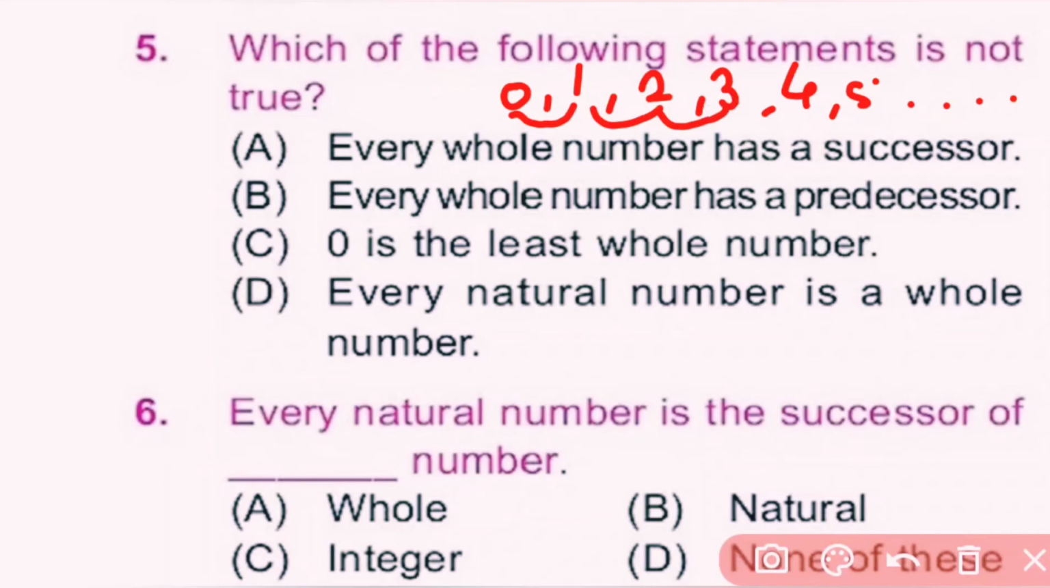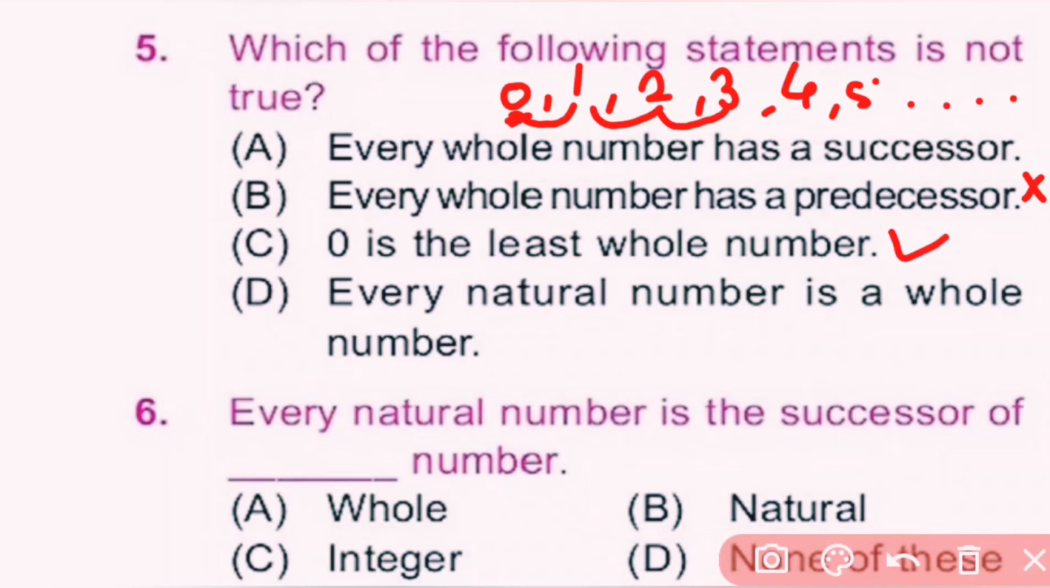Option B. Every whole number has a predecessor. 0 is a whole number but it has no predecessor. So option B is false. Option C. 0 is the least whole number. This is also a right statement.